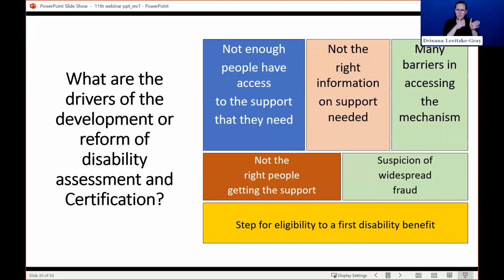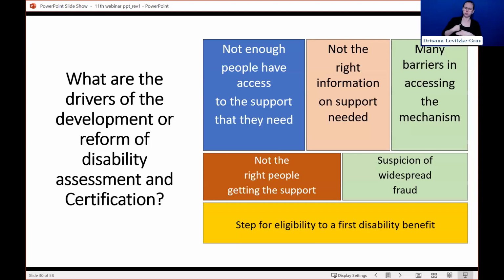One of the things that is very important is the clarification of why the reform is done, if we change an existing system or if we create a system. Is it because we feel that not enough people have access to the support they need, or we don't get the right information on the support needed, or that we know that too many people face barriers in accessing the assessment and certification mechanism? Or maybe there is suspicion of fraud and that the system today is not doing enough to mitigate the risk of fraud.